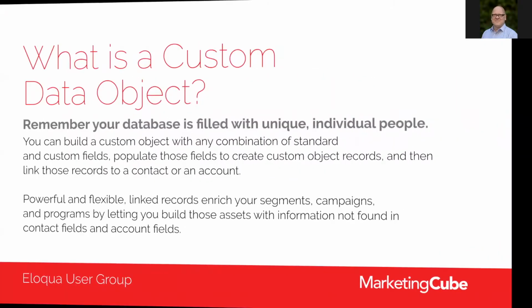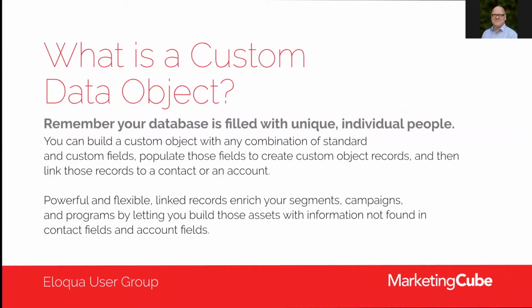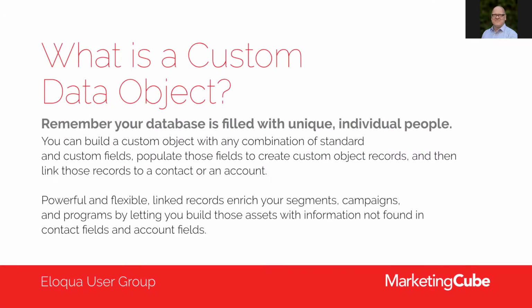Just to help you get your head around it a little bit further, you can build custom data objects in any combination that you want. They're almost like a blank sheet of paper when you start with them, and you can add as many fields as you need. Then, of course, your field merges, all your personalization, etc., can flow from that easily as well. But as it says here, they're powerful and flexible. They also refer to them as linked records.